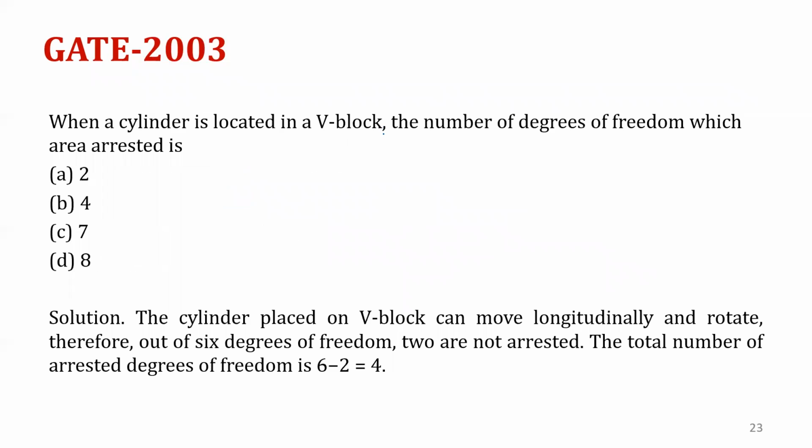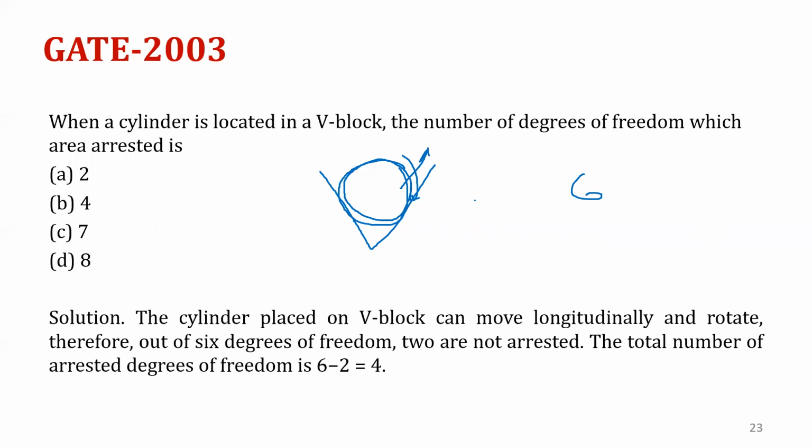When a cylinder is located in a V block, the number of degrees of freedom which are arrested is. So we have the V block. So the cylinder is located. This is the cylinder. So in this, the cylinder can rotate, can move. So total degrees of freedom is 6. In the x direction we have 2, y direction we have 2, z direction we have 2. Total 6 degrees of freedom.